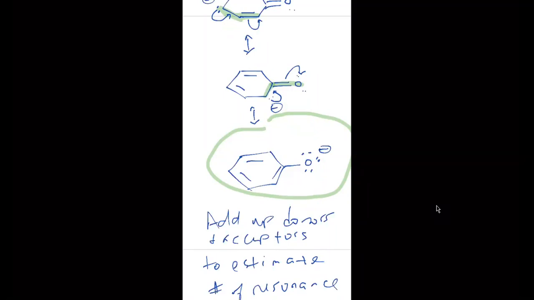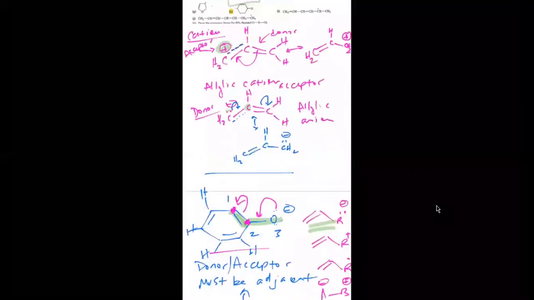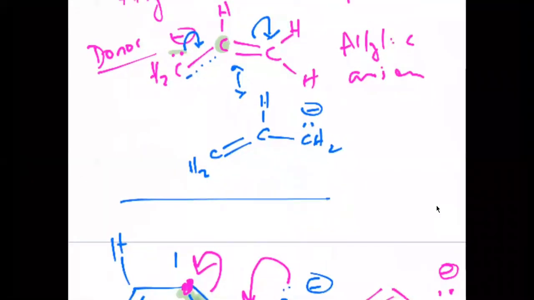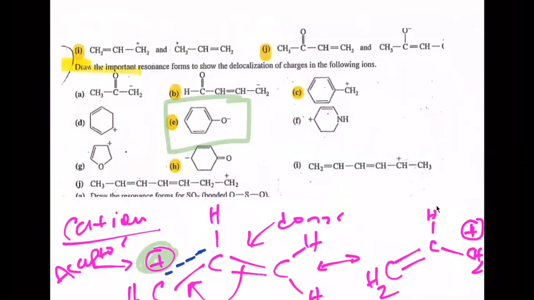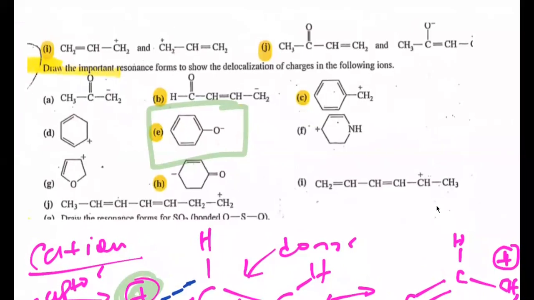All right. Let's do another example. So that was E. E is one of your more difficult resonance forms. Let's try C. What pattern does C fall into? Can y'all see that? What pattern would that fall into?